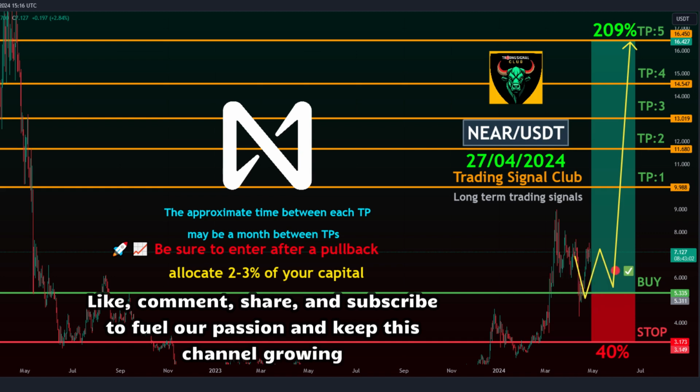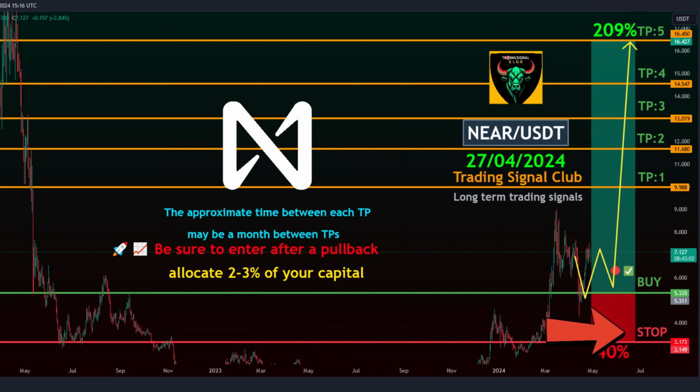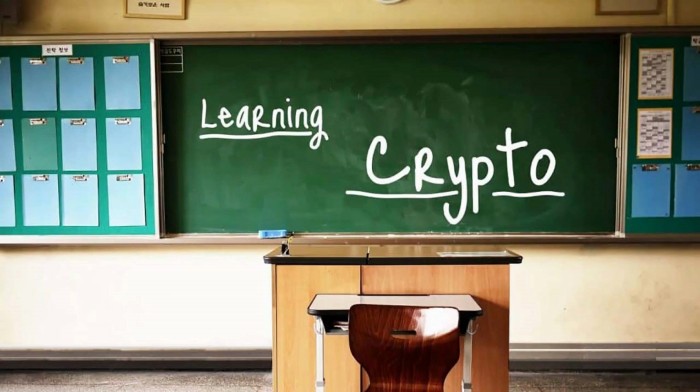Take profit targets. Target 1: 9.988. Target 2: 11.680. Target 3: 13.019. Target 4: 14.547. Target 5: 16.450. Stop loss: 3.173.